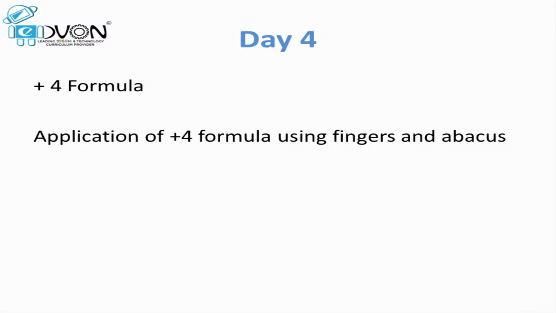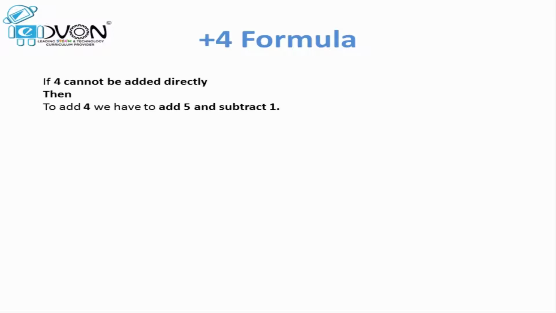Hello everyone. In this video we will learn the +4 formula of house of 5 and we will learn its application using fingers and abacus. If we are doing finger maths or abacus maths and want to add 4 but we don't have enough lower beads on abacus or fingers on hands, then how will we add 4 indirectly?